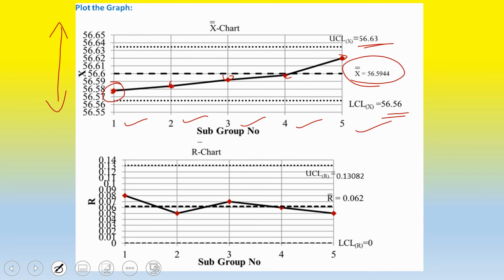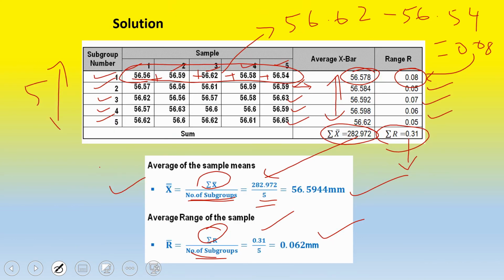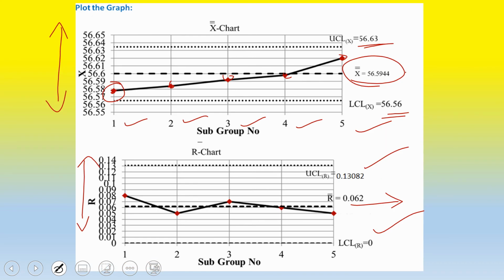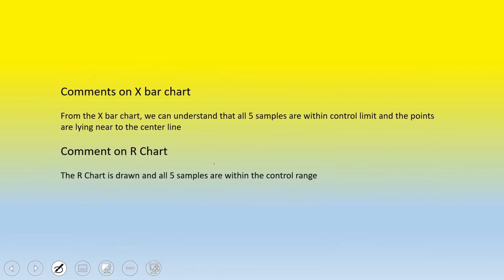Then the R chart, how can we draw the R chart? Similarly, R bar you have to identify, then draw it as the center line. Then we have to draw the upper control limit and lower control limit, taking the subgroup as the x-axis and the R value as the y-axis. Then we have to take the R value, the range value for the subgroups, from the table we have calculated. Then we have to draw the R chart.